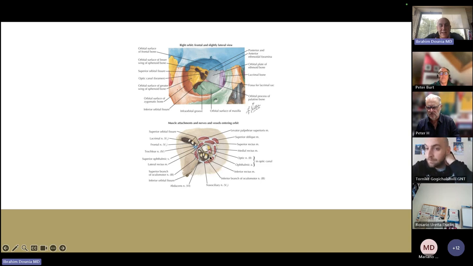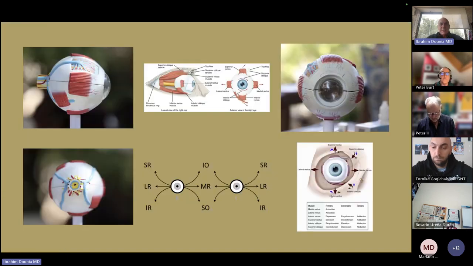Now going inside, we see that all our extraocular muscles that move the eye originate from the bone in the orbit. It's called the annulus of Zinn, where we have so many nerves and vessels that go through, except the inferior oblique muscle, which originates from the lacrimal crest.